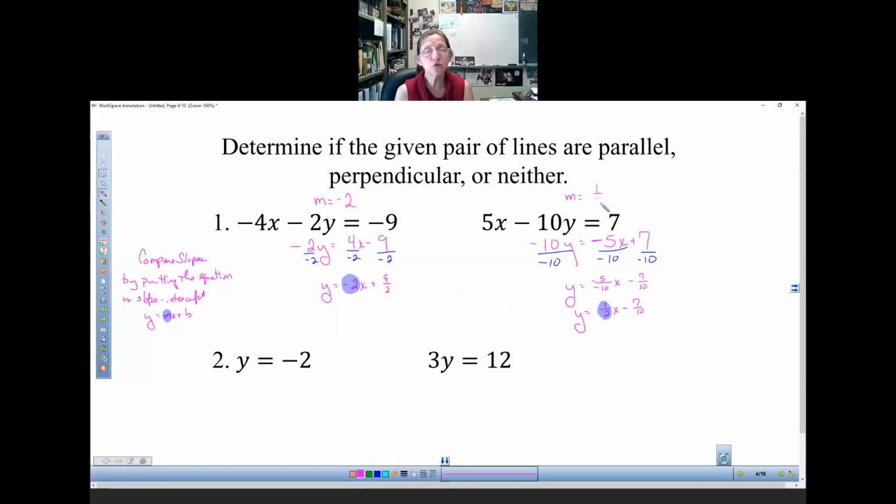So the slope of this first line is -2, and the slope of the second line is 1/2. Based on what we talked about on the previous problem, or on the previous slide, is this pair of lines parallel to each other, perpendicular to each other, or neither? So in other words, they're just two nice equations. So somebody help me out here: parallel, perpendicular, or neither.